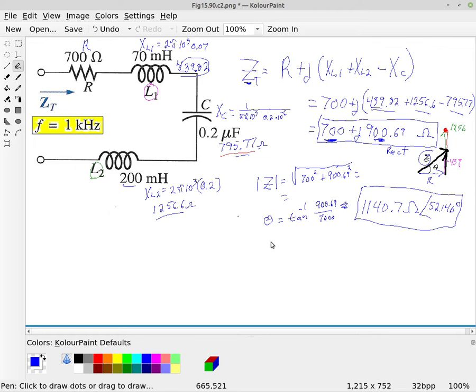Now, if I'm going to put this into Blackboard, I'm going to put this in as 1.14 space kilo ohms. And if you're going to type it out, you would type OHMS.